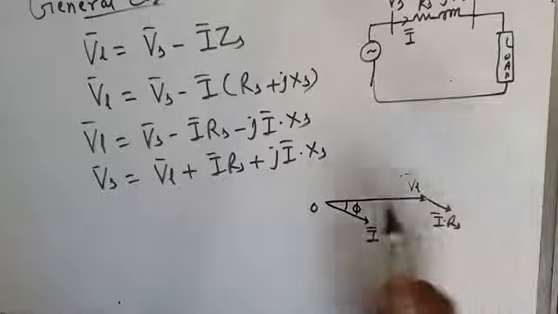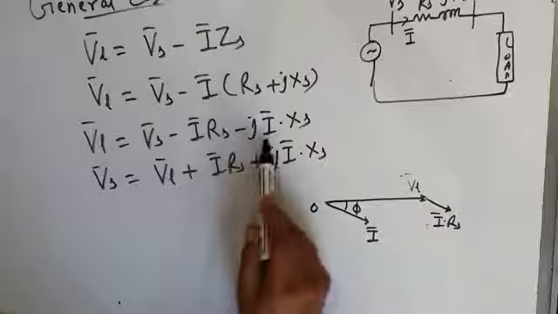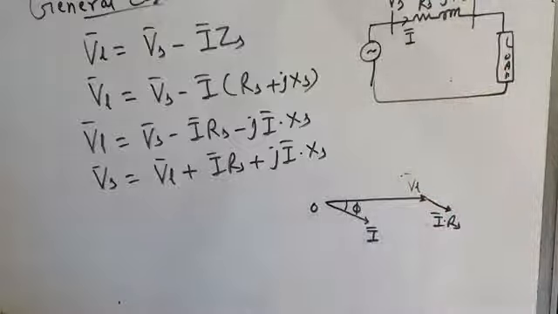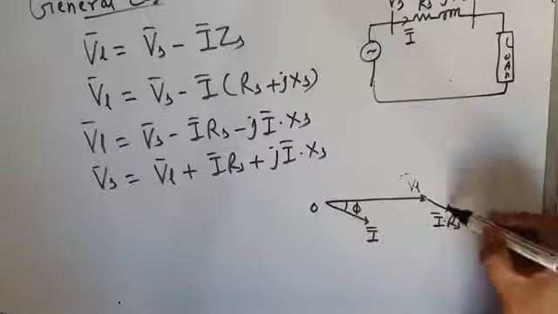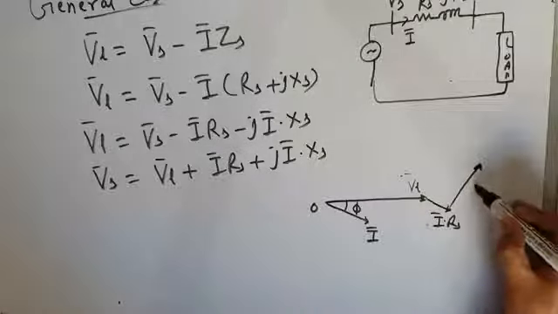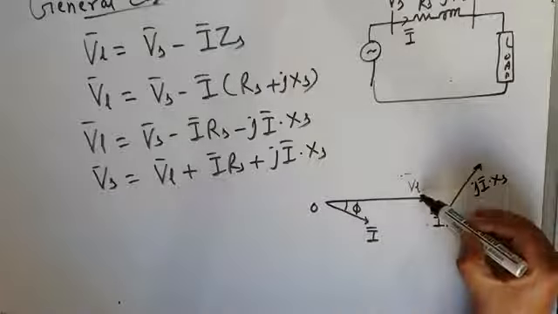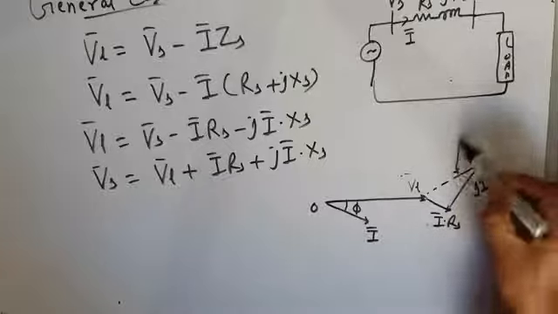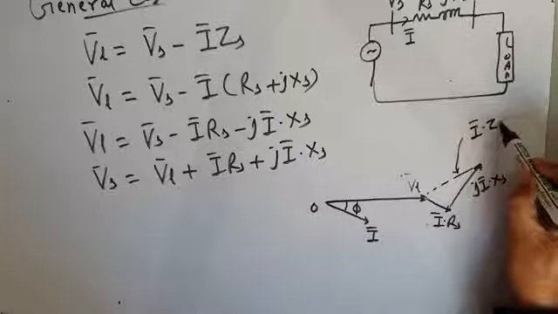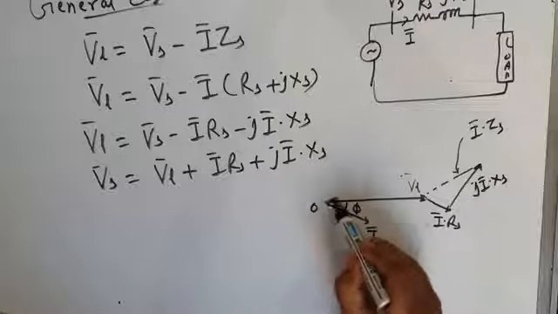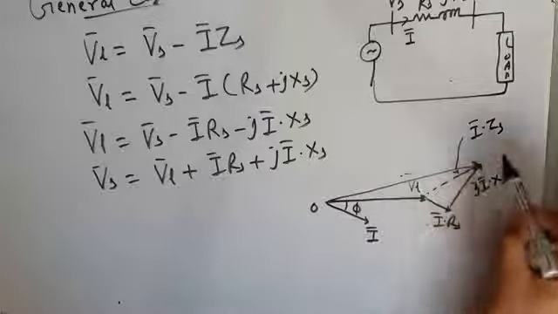Then in addition to the I into Rs drop, there is a reactive voltage drop also, because this current flows through the feeder reactance. The reactive voltage drop is at 90 degrees to the current, so it will be like this. This is the reactive voltage drop, j I into Xs. So this will be your voltage drop I into Zs, which is I Rs plus j I Xs. Therefore, what is your source voltage? This is your source voltage Vs.